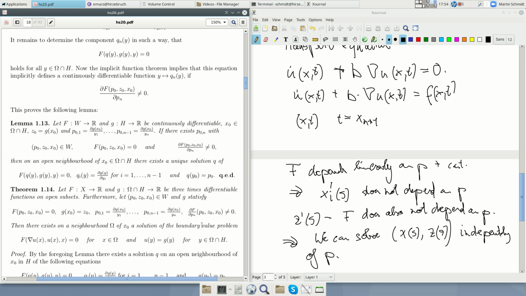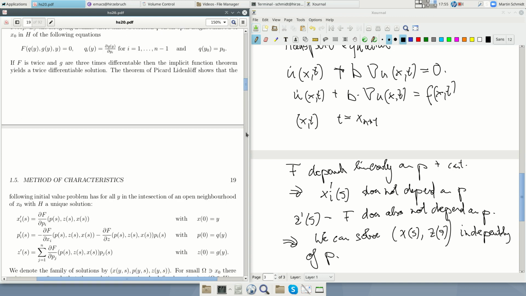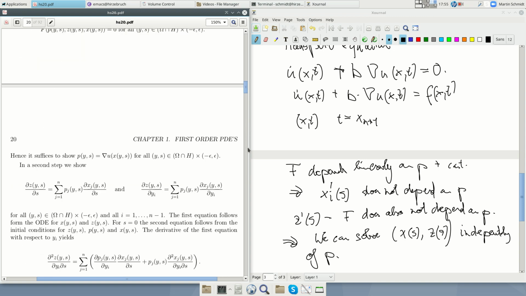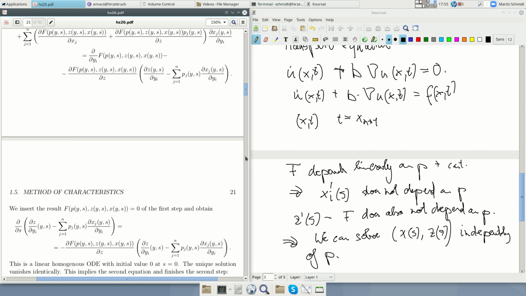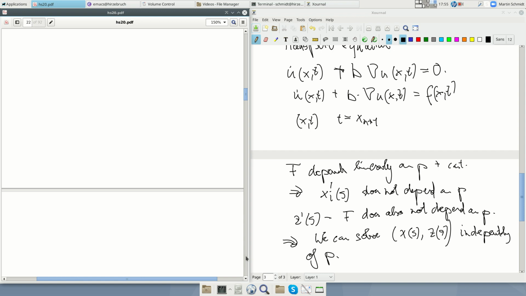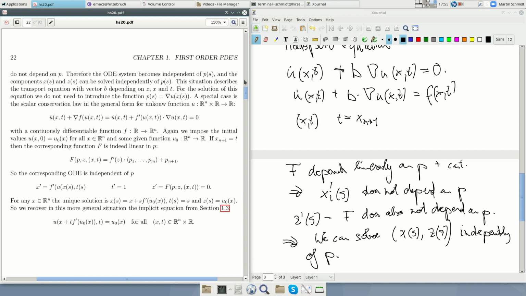Okay, so given these two conditions, there exists a solution. Yeah, and the method was very tricky. We used this ODE system, defined our candidate for the solution, and then proved that this candidate really solves the equation. And finally, we understood that the transport equation and the scalar conservation law we solved are indeed solved exactly by this method.